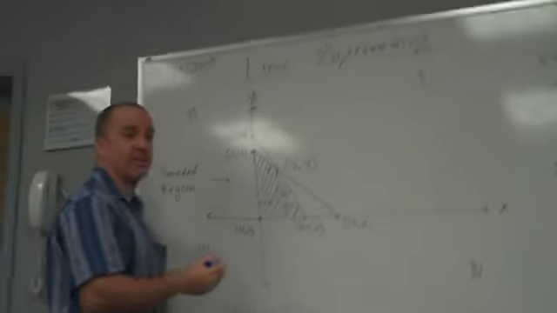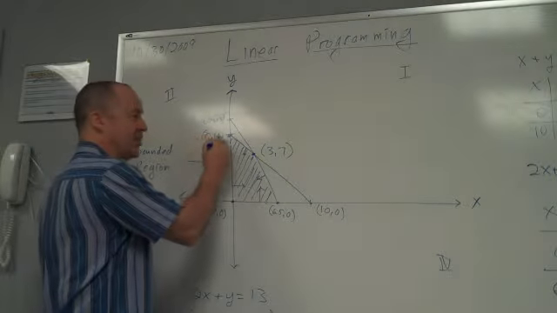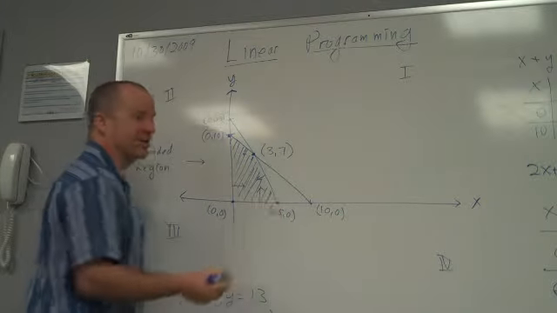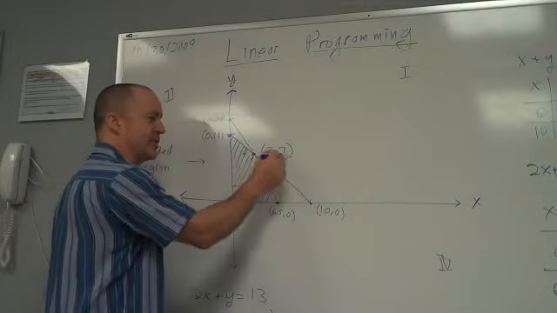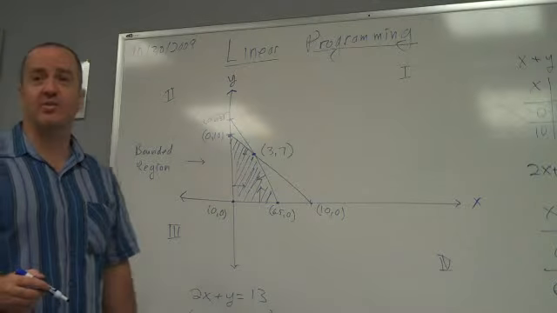One of them's at the origin, because we were shading quadrant 1. One of them's here, 0, 10, because this is the lower of these two intercepts. One of them's here, 6.5, 0, because we're shading this intercept. And one of them's here, the 3, 7. This is the one we had to find. But these are the corners of my shaded region.